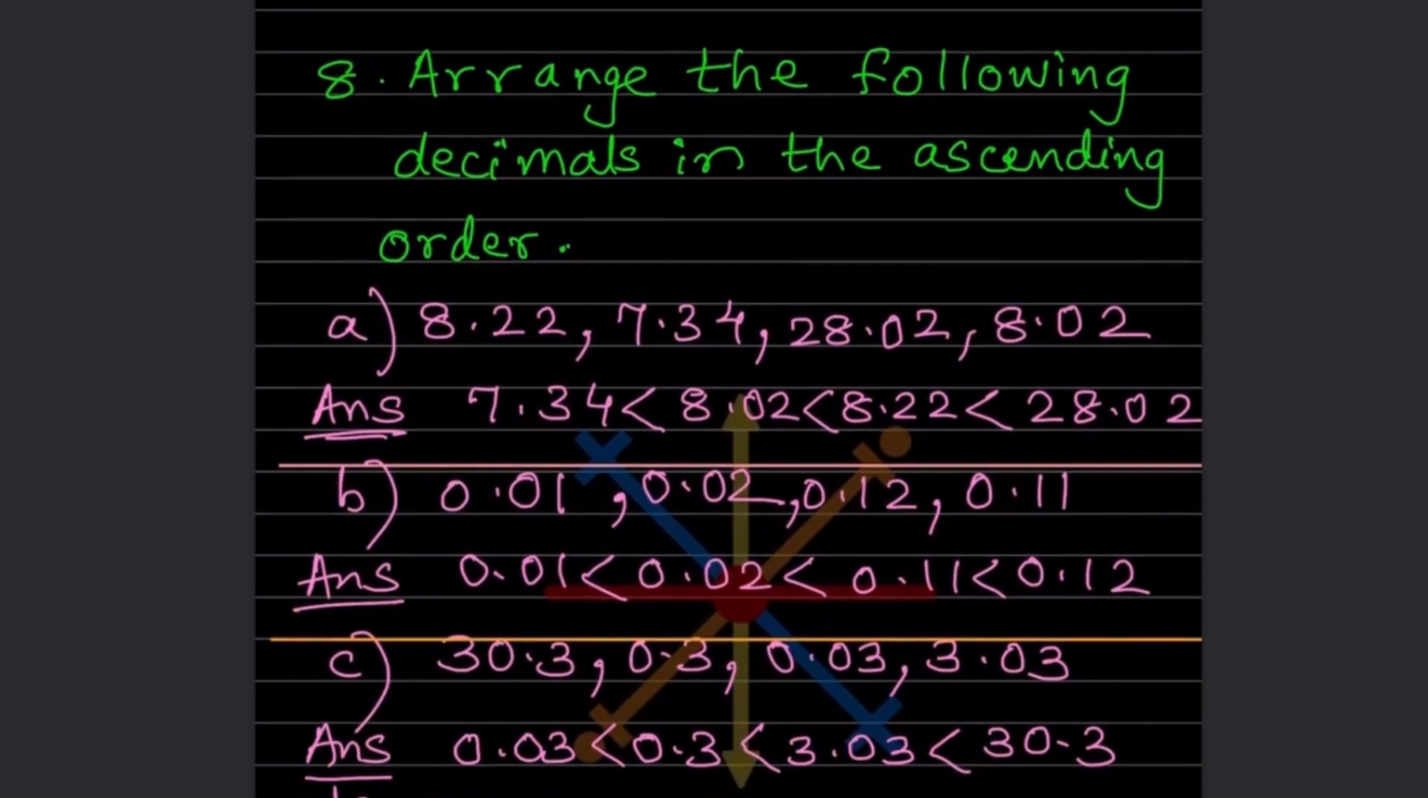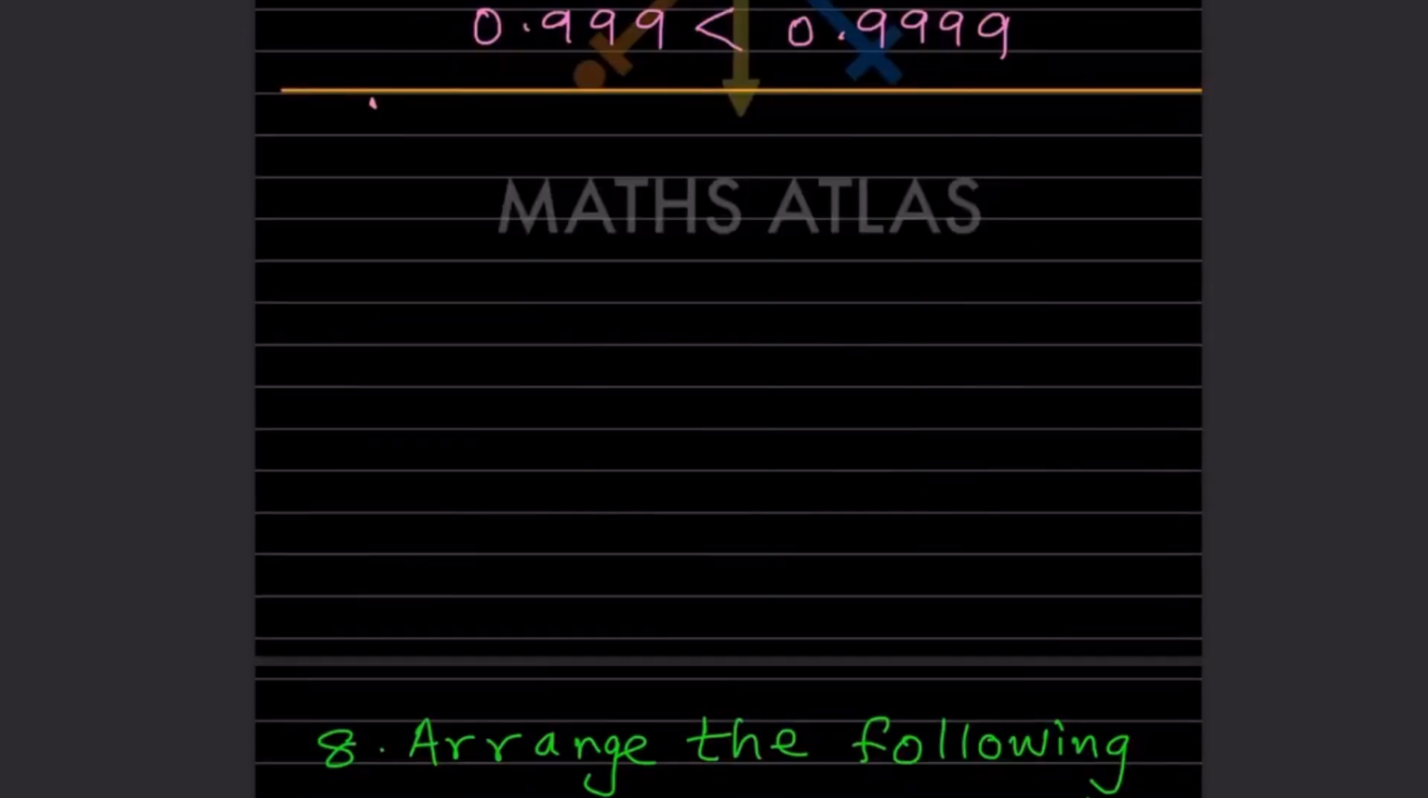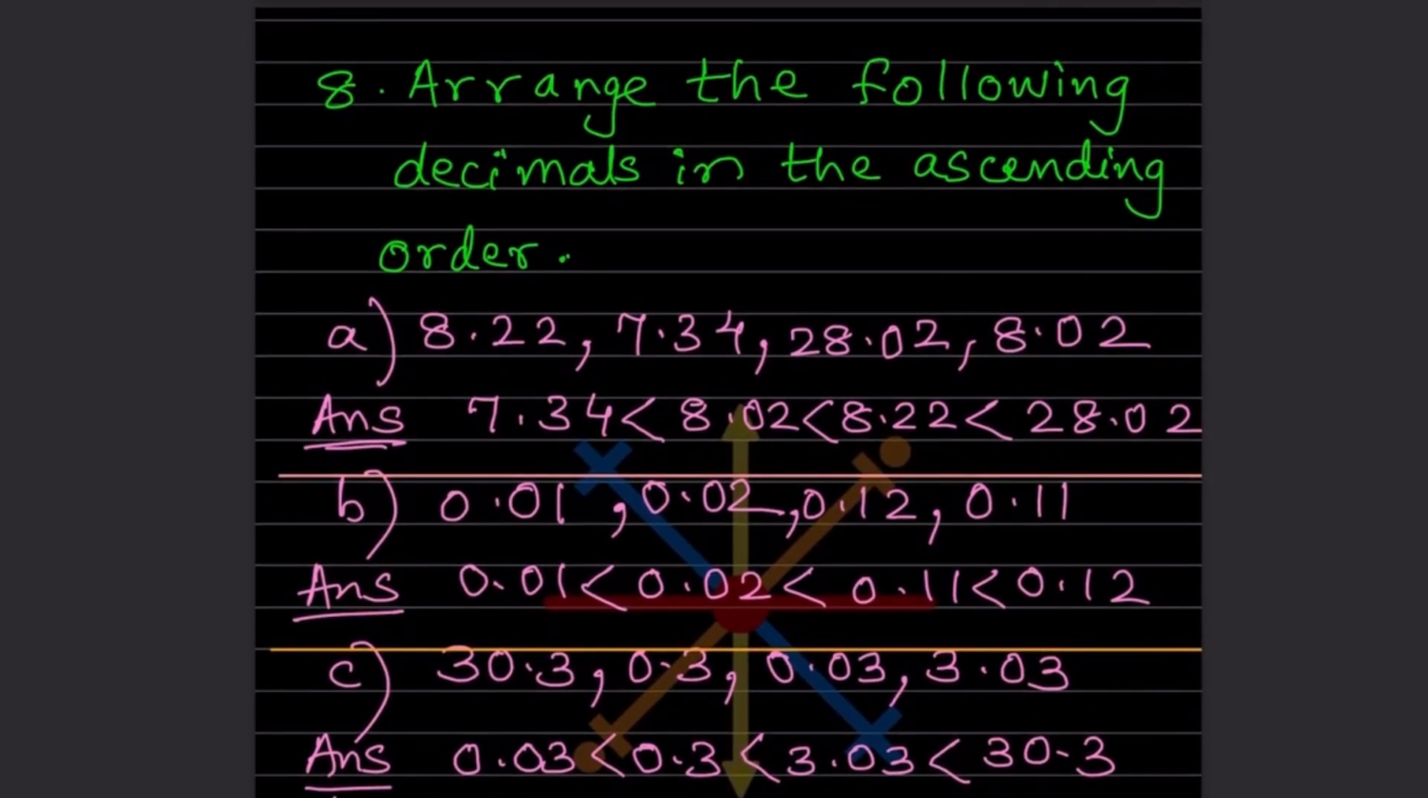Now arrange the following decimal in the ascending order. Ascending means you know that is small to big. We have done in fractions as well, small to big. So now this is only in the form of a decimal. So you have to just be very careful. Just look at the whole numbers and decide which is the smaller one.